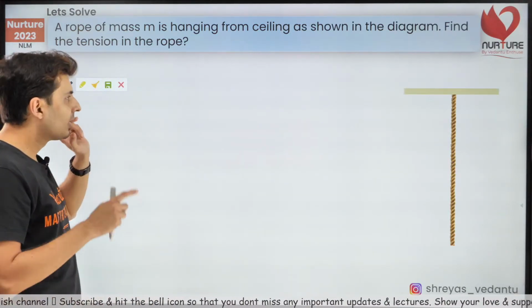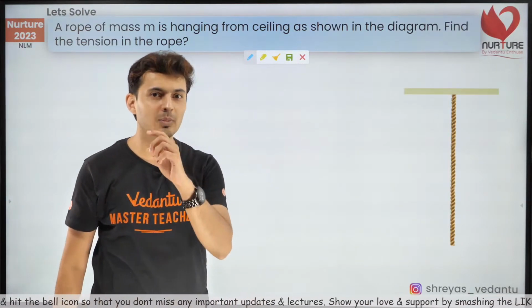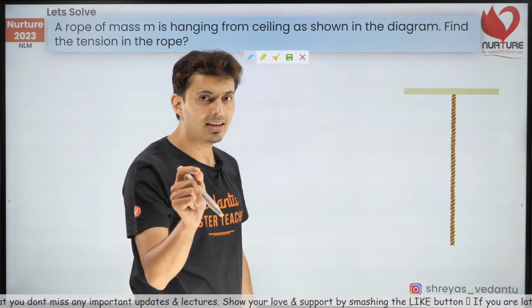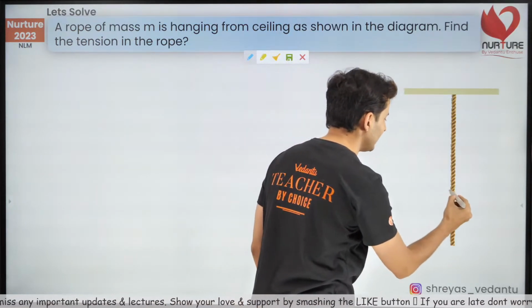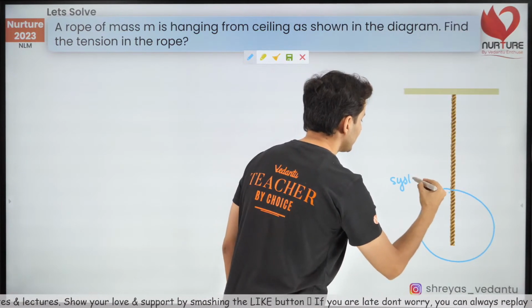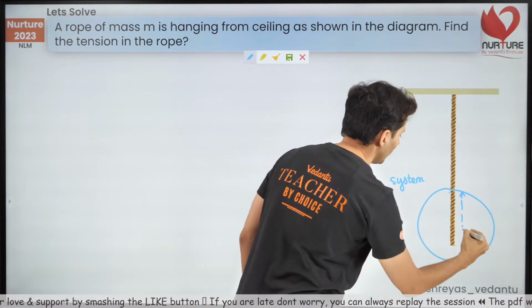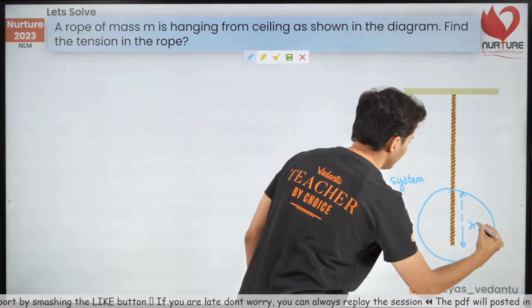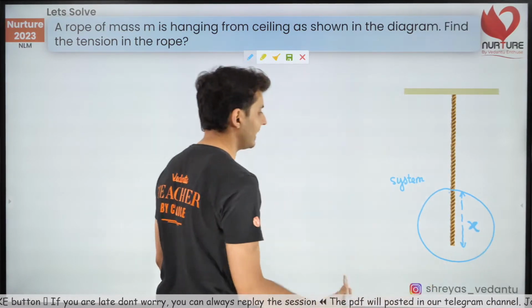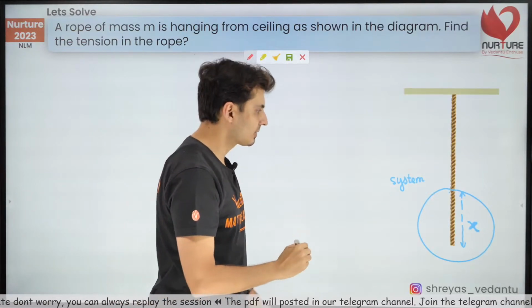Yes. So what I will do is choose a system. Remember, I was talking about choice of system. Now you will see why it's very important to choose a system very wisely. I will choose this system. This is my system, guys. Let's just say this one is X. That's what is given. On this system, what are all the forces?